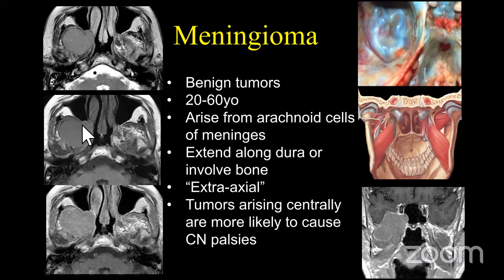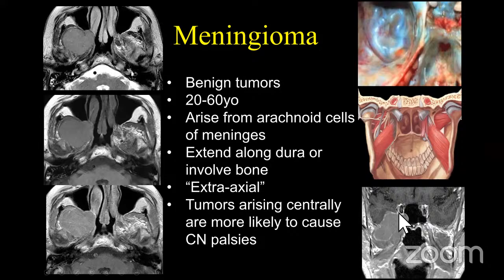One thing I have noticed is that occasionally I have seen masticator space masses turn out to be meningiomas. And the reason is that those meninges line the floor of the middle cranial fossa. Sometimes when you do have intraosseous meningiomas like this, they can extend inferiorly. We always think of meningiomas extending superiorly, but just remember, you can have intraosseous meningiomas that extend inferiorly into the masticator space.